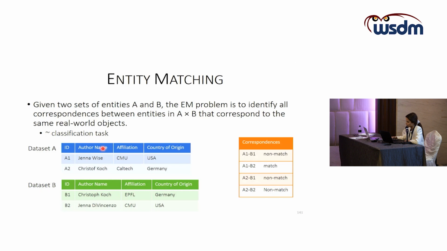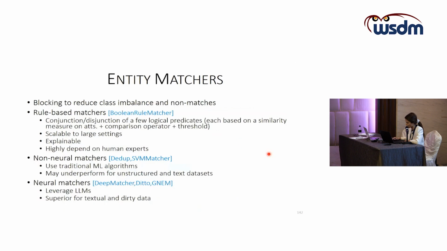Usually, assuming that the size of each data set or set of entities is n, you can imagine that the number of possible correspondences is very, very large. And what happens is that we usually have very few matches. So the number of matches in our correspondences could be linear in the size of the data sets, while the space of all correspondences is n squared. So usually in the entity matching task, we have a blocking technique which tries to reduce the class imbalance and eliminate obvious non-matches from the set of all possible correspondences. And once we do the blocking, we can actually start doing entity matching.